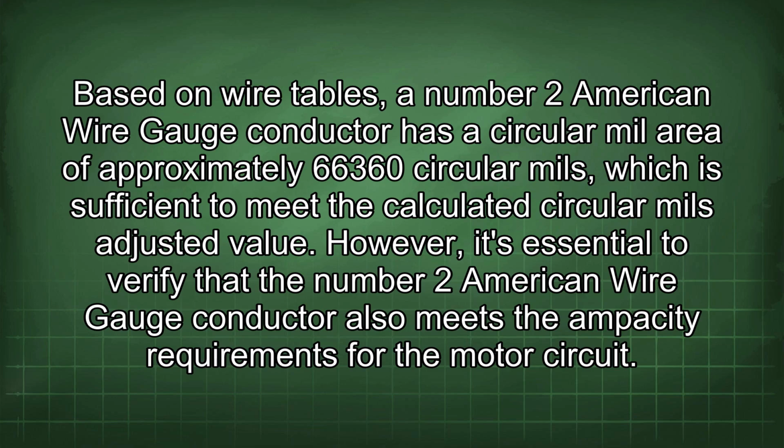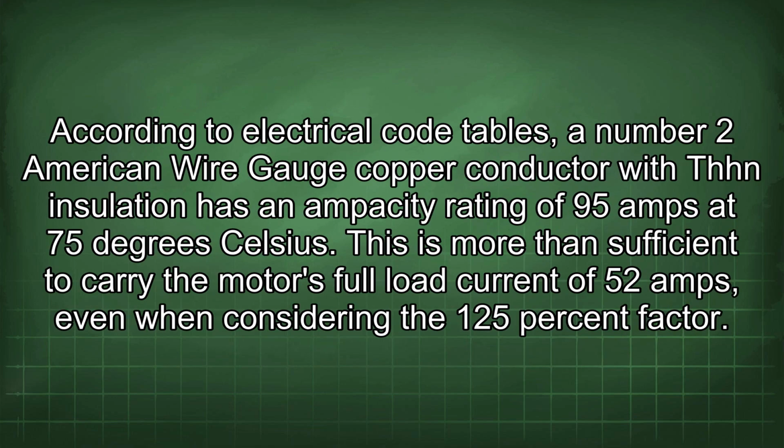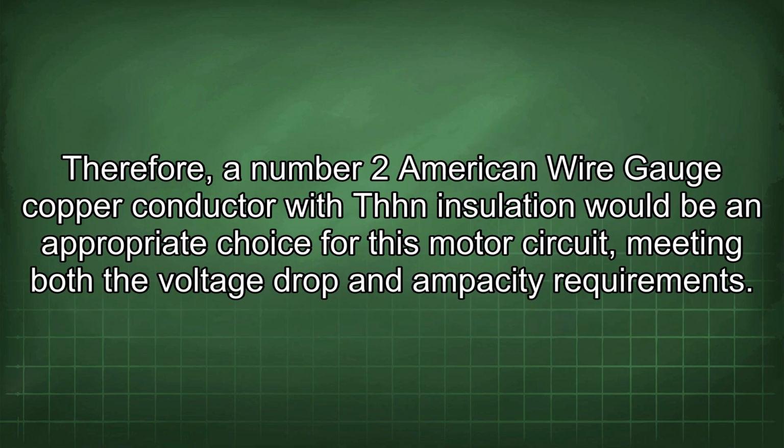However, it's essential to verify that the number 2 American wire gauge conductor also meets the ampacity requirements for the motor circuit. According to electrical code tables, a number 2 American wire gauge copper conductor with THHN insulation has an ampacity rating of 95 amps at 75 degrees Celsius. This is more than sufficient to carry the motor's full load current of 52 amps, even when considering the 125% factor. Therefore, a number 2 American wire gauge copper conductor with THHN insulation would be an appropriate choice for this motor circuit, meeting both the voltage drop and ampacity requirements.